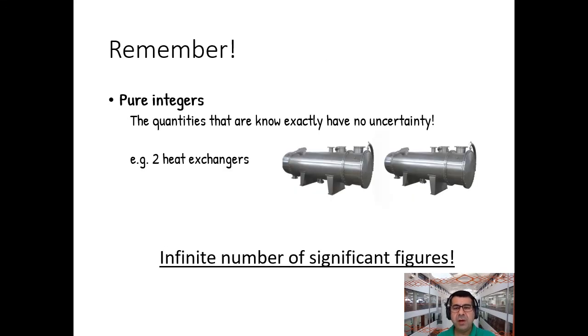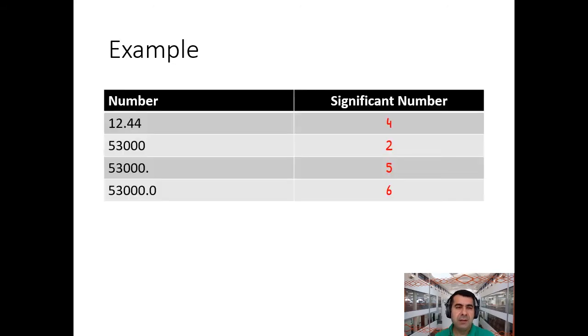Remember, there is no uncertainty with pure integers, the quantities that are known to us. For example, 2 heat exchangers, or 3 pumps, or 3 distillation columns. Let's look at an example together.